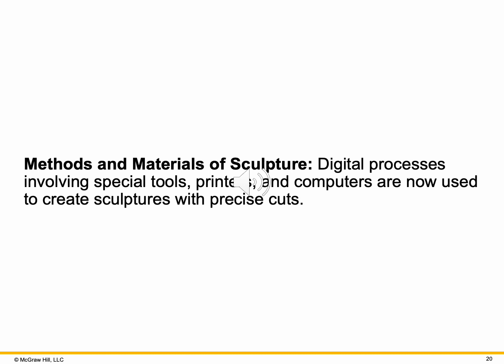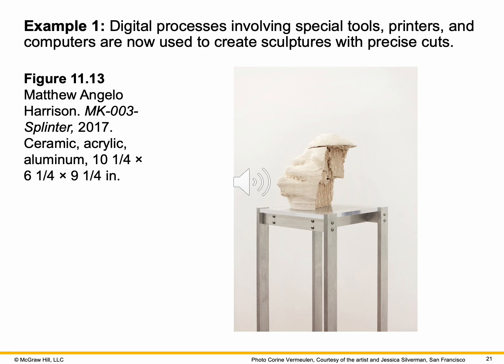Methods and materials of sculpture. Digital processes involving spatial tools, printers, and computers are now used to create sculptures with precise cuts. Three-dimensional printers number among the recent technologies used to create sculpture. While several processes have been developed for commercial use since the 1980s, all 3D printing is an additive process.